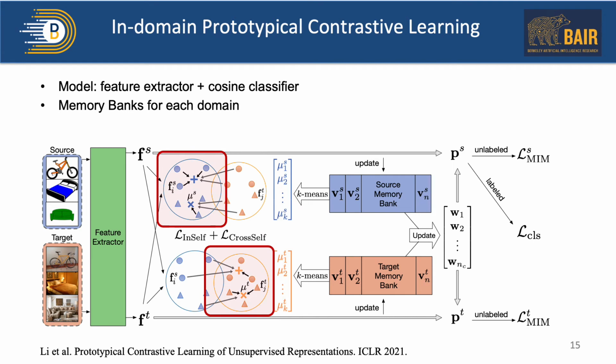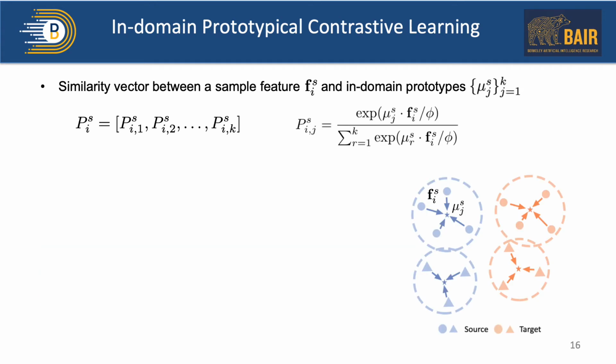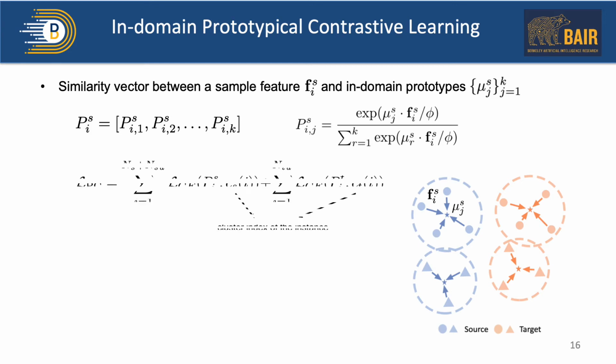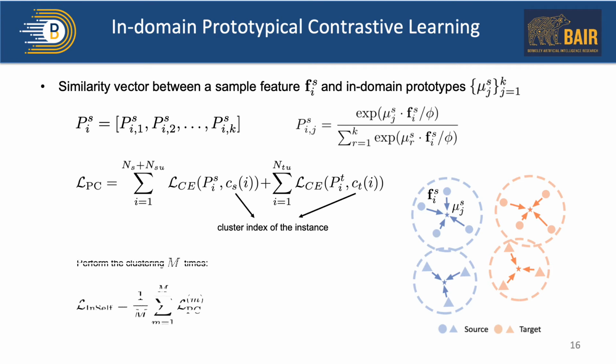And we perform prototypical contrastive learning in each domain. Our method is similar to the proto-NCE loss, but ours is simpler. Specifically, we compute the similarity vector between an instance feature and the prototypes in the same domain. Then we compute the cross-entropy loss between the similarity vector and the desired cluster index. Similar to proto-NCE, we perform the clustering m times and get the in-domain self-supervised learning loss.